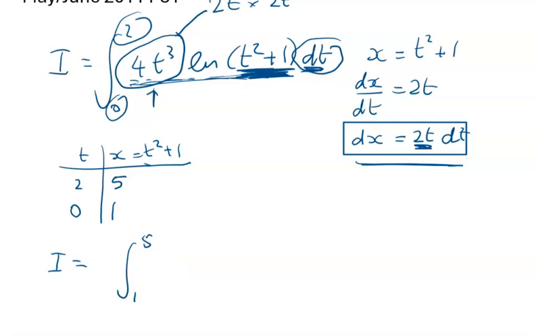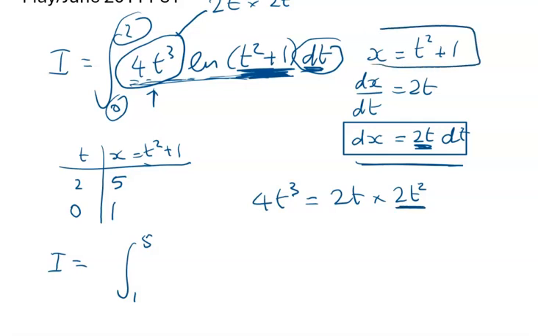Let's just write it up here. So 4t cubed is equal to 2t times 2t squared. We need to find a way to get t squared in terms of x. Right, x is equal to t squared plus 1. That gives me t squared is equal to x minus 1. And we're going to substitute that in as well.